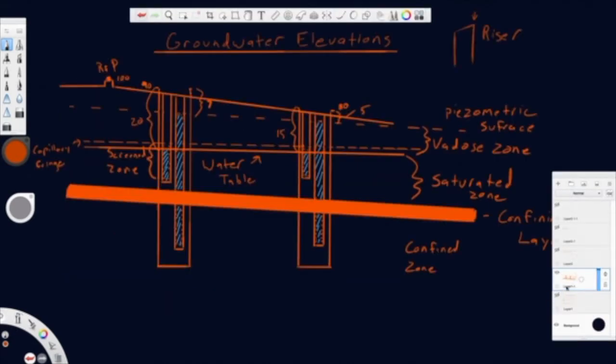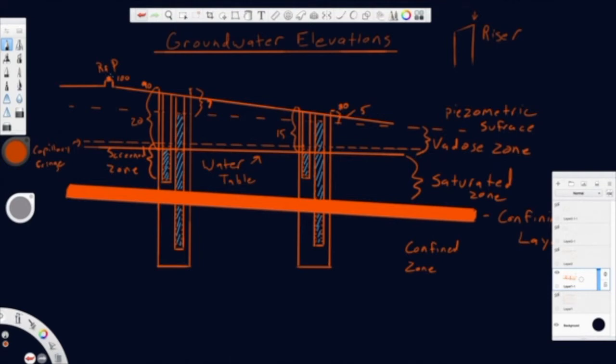Let's close that one out. So, okay, let's talk about this probably overly busy diagram here for groundwater elevations. So, where to start? Basically, this is our ground surface. Imagine this is like a street, this is a curb, here's our ground surface. This is typical, at least for the fields that I work in.